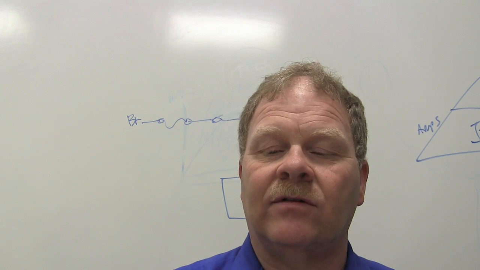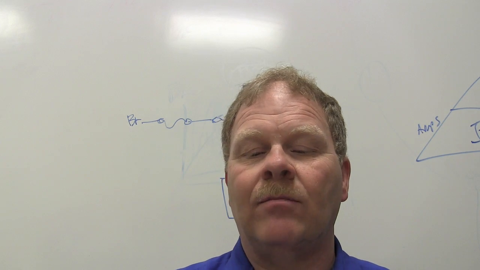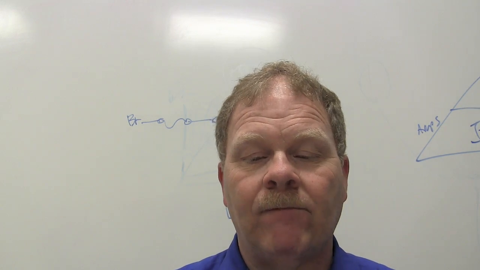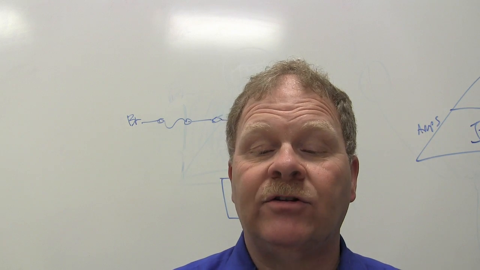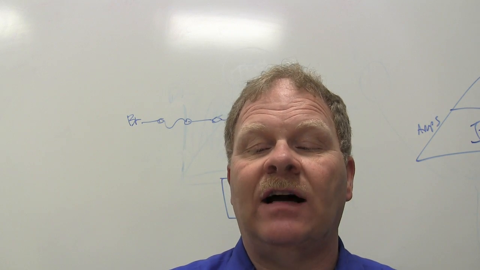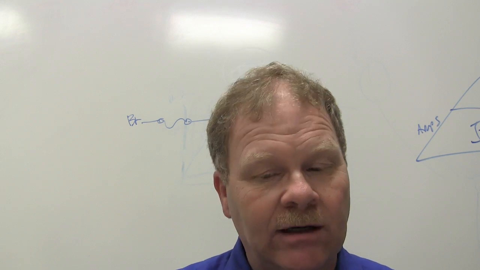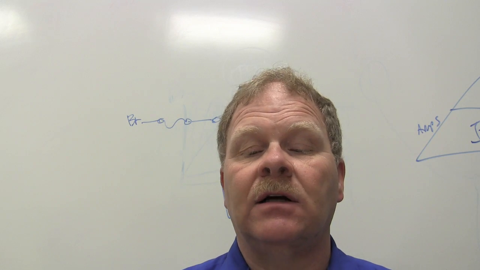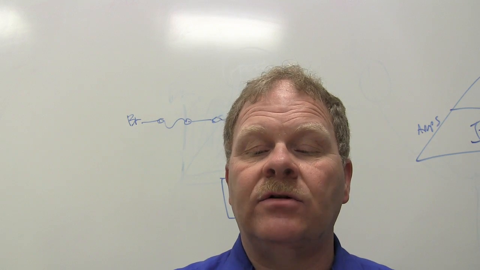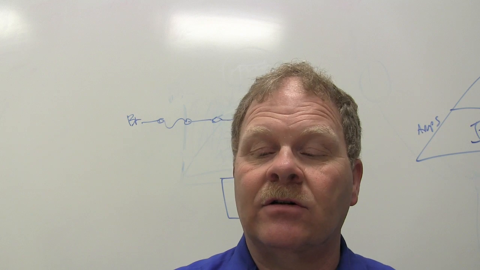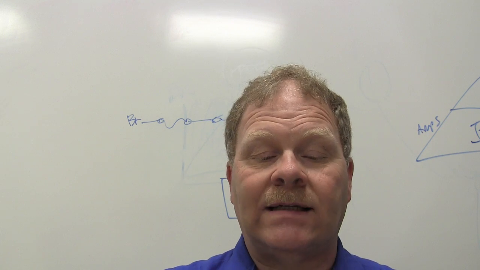What's the resistance if the voltage is 12 and the current is 2 amps? Good question. What's 12 divided by 2? 6. So that's B, 6 ohms.